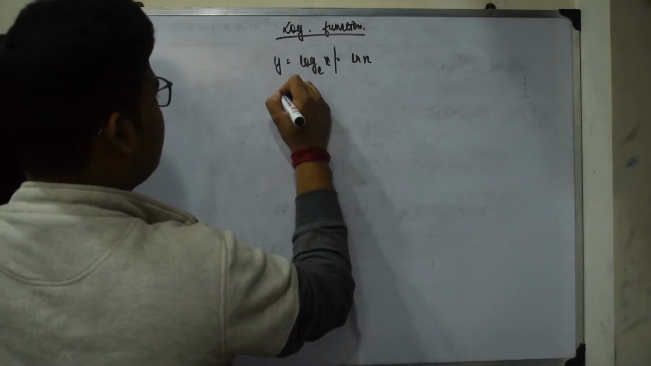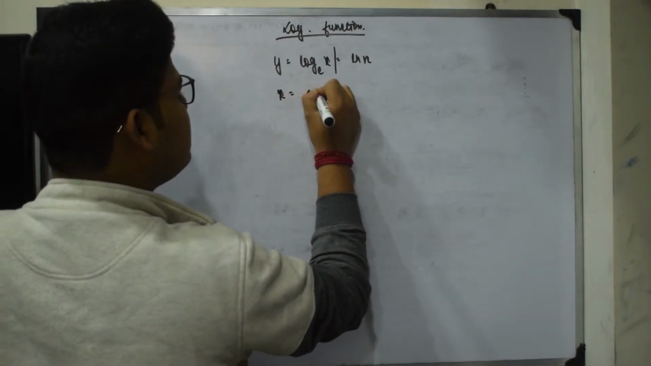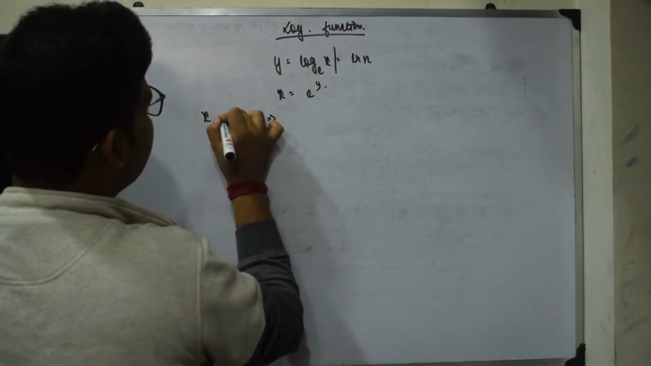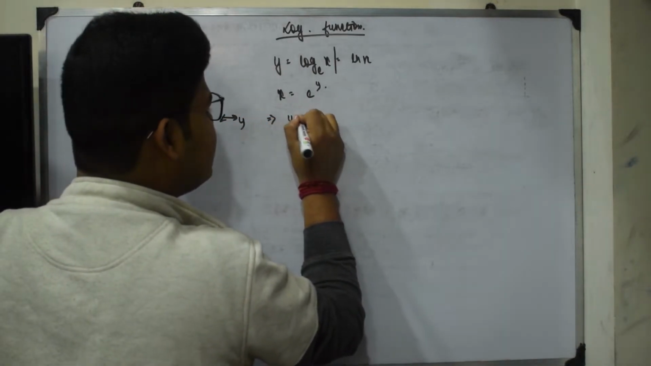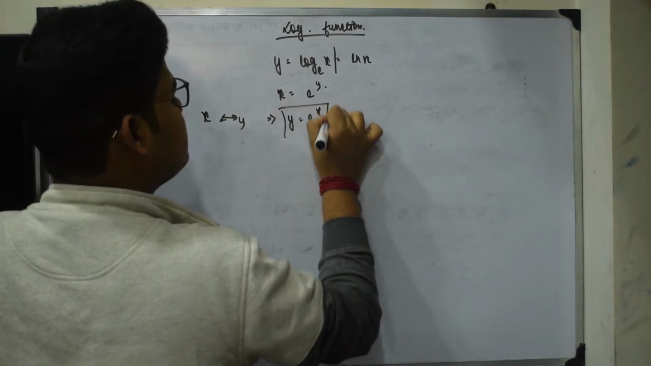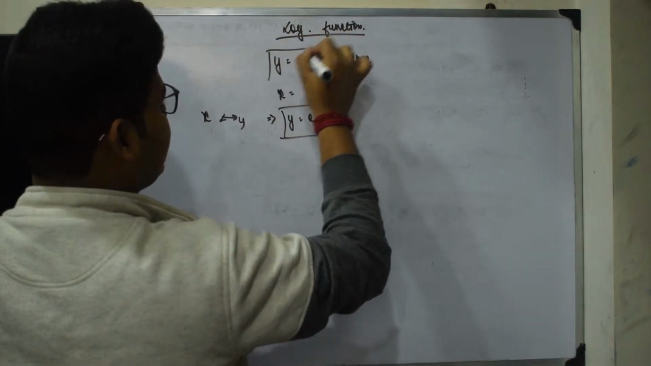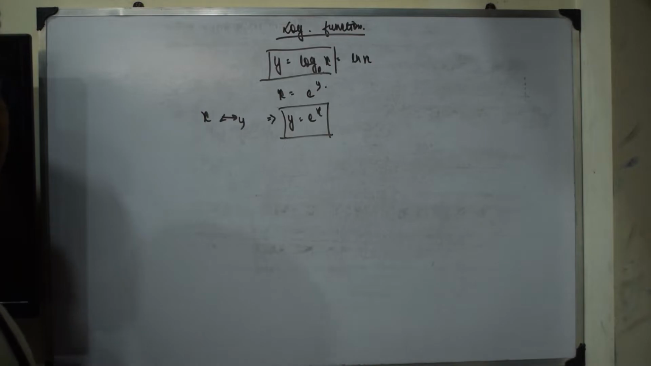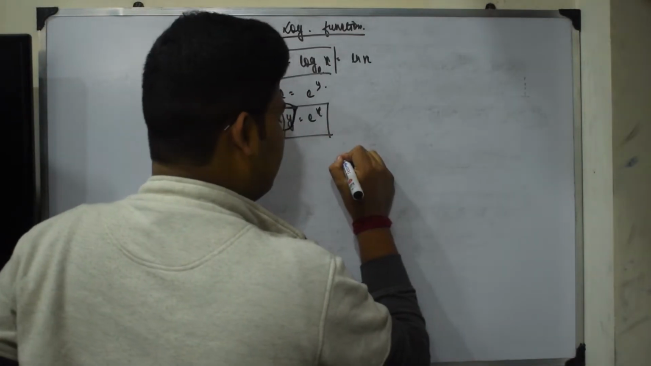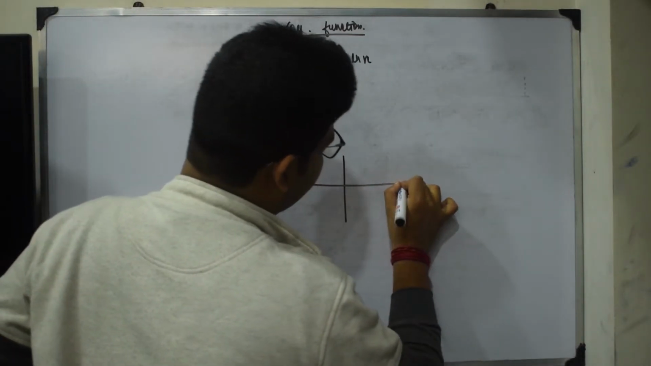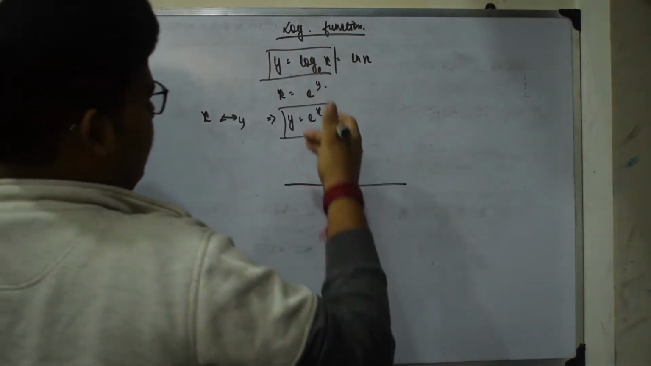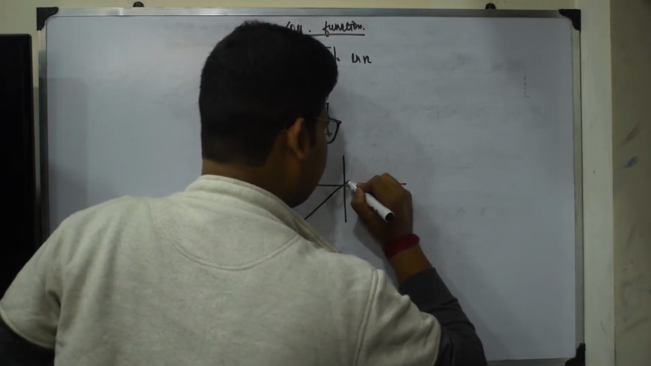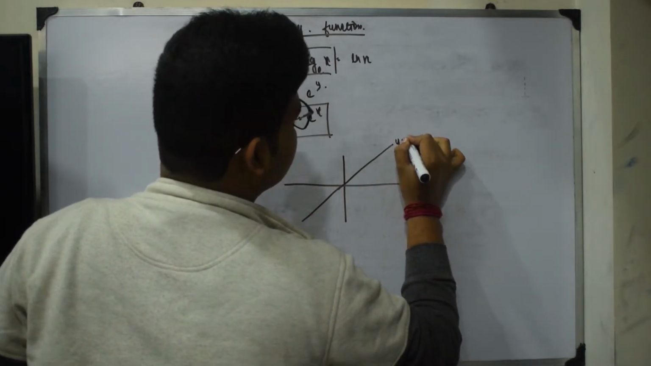Now if we take anti-log, it's x equals e to the power y, or if we just exchange x and y, it would be y equals e to the power x. So you can understand from this that ln x and e to the power x are inverse functions of each other. So if we obtain the graph of one, we will surely get the other by taking reflection about y equals x. This is my y equals x.